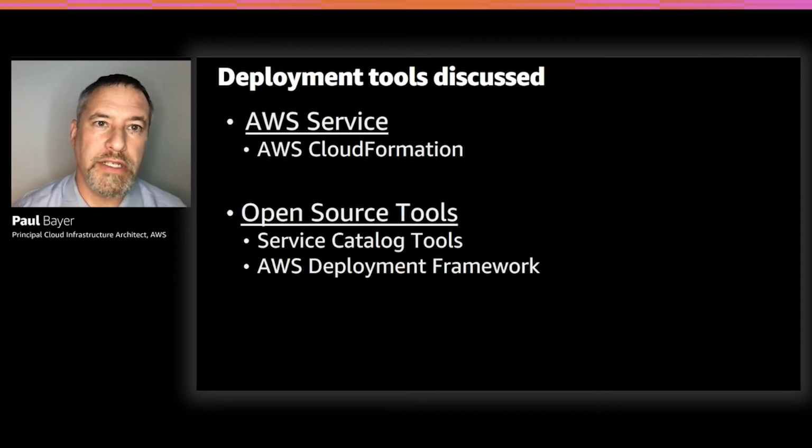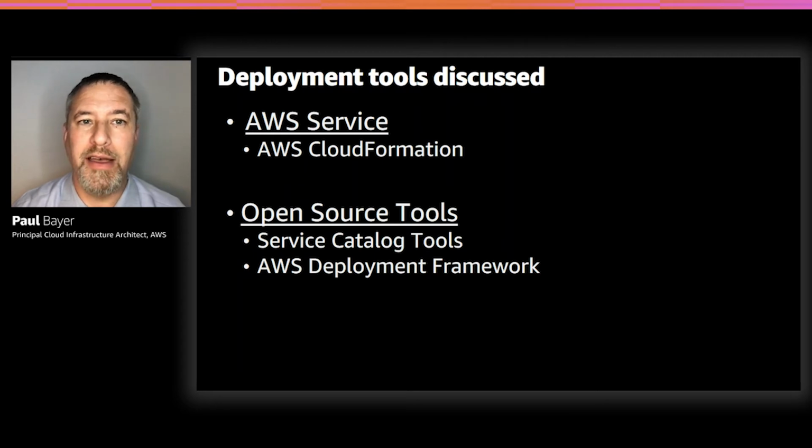So the tools that we're going to discuss are, as far as the AWS service, AWS CloudFormation, both stacks and stack sets. The open source tools we're going to talk about, again, the third party, are a few tools called together Service Catalog Tools, and another tool called AWS Deployment Framework. I know it has AWS in the name, but the actual tool name is the AWS Deployment Framework. That's a third-party tool.